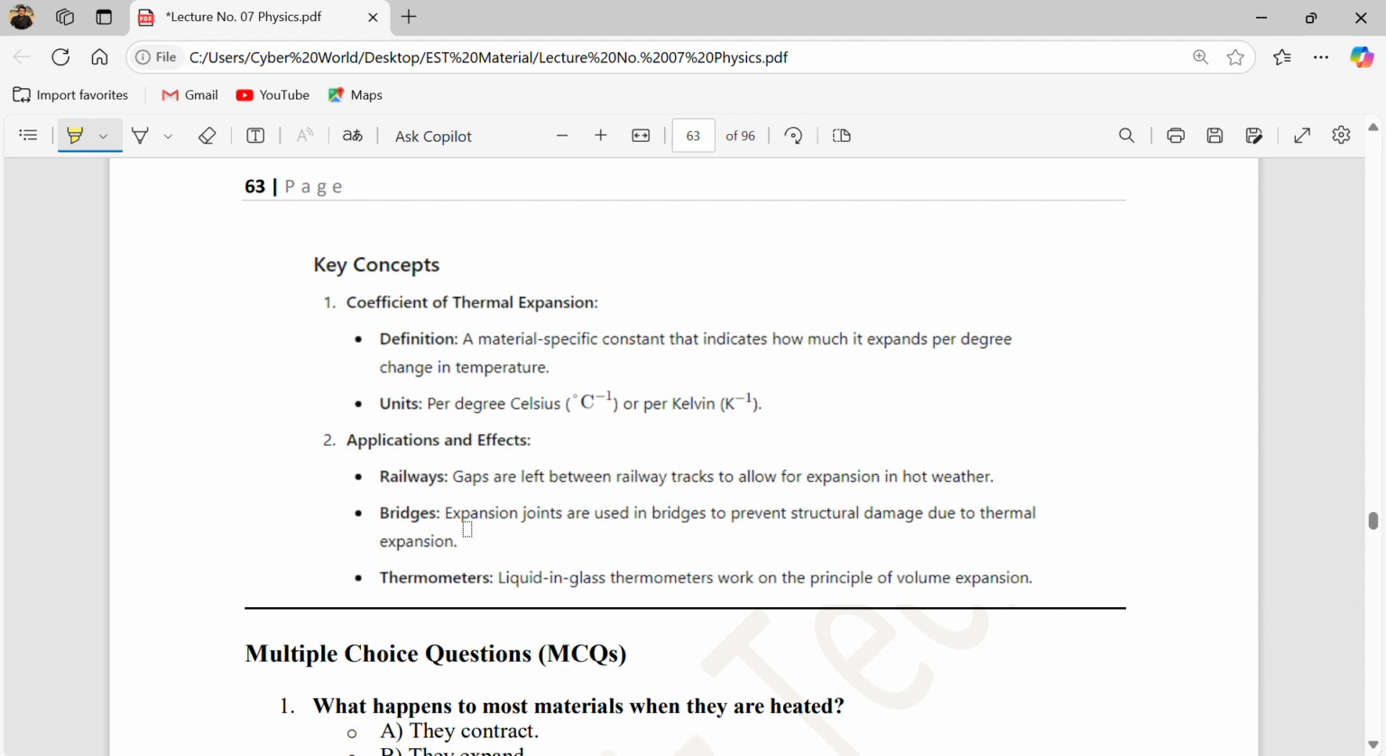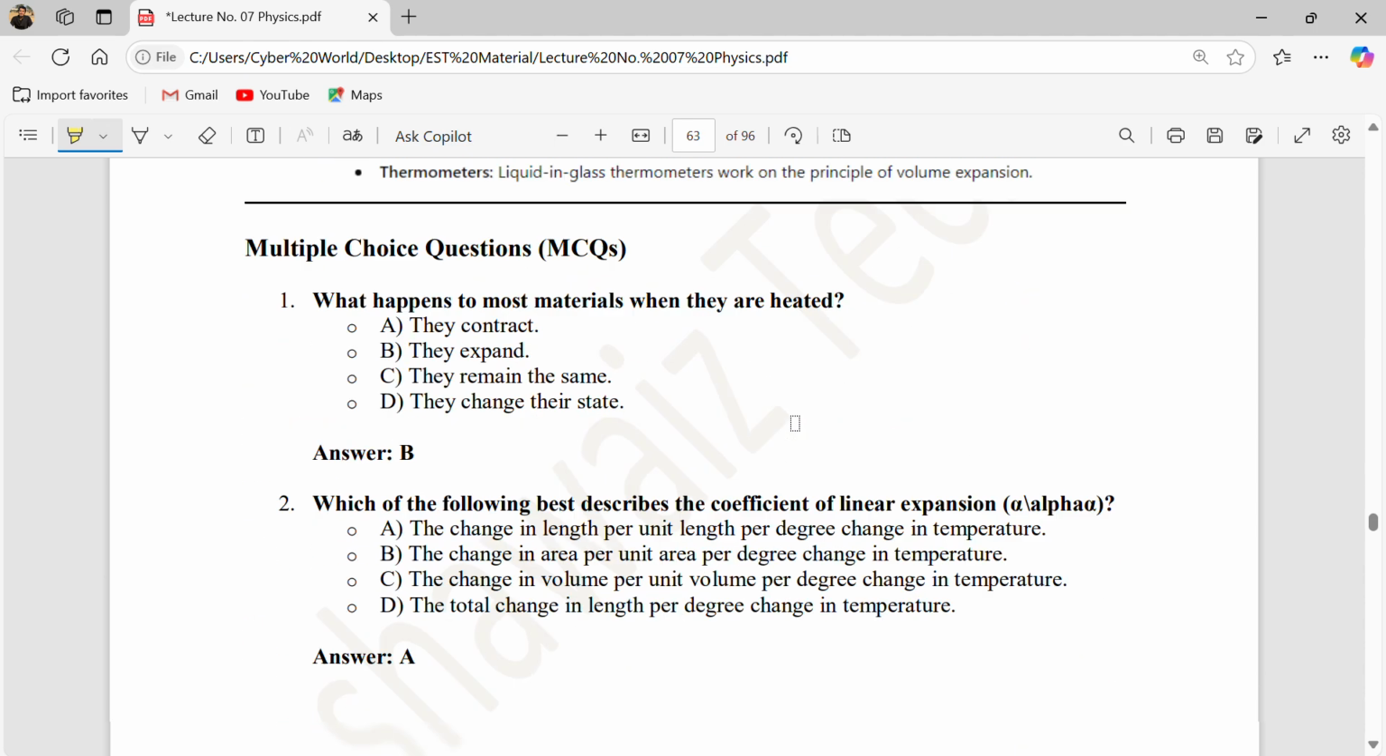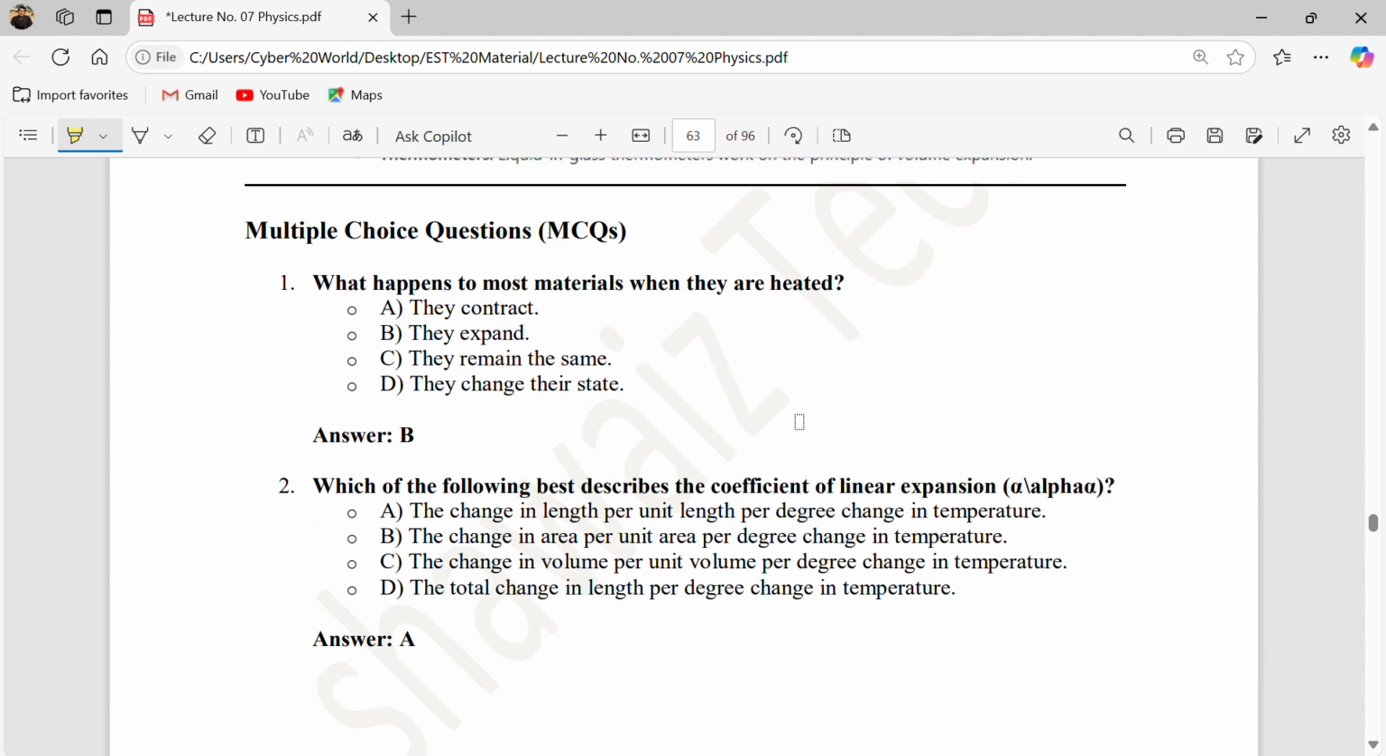Thermometers use liquid and gas. Now let's move on towards our main MCQs, which are from the past EST physics tests and are the most repeated MCQs. By doing these, you will get 90% of your score. What happens to most materials when they are heated? They contract, they expand? No, they do not contract. We learned that they expand because of the increase in kinetic energy. So the correct answer is they expand.